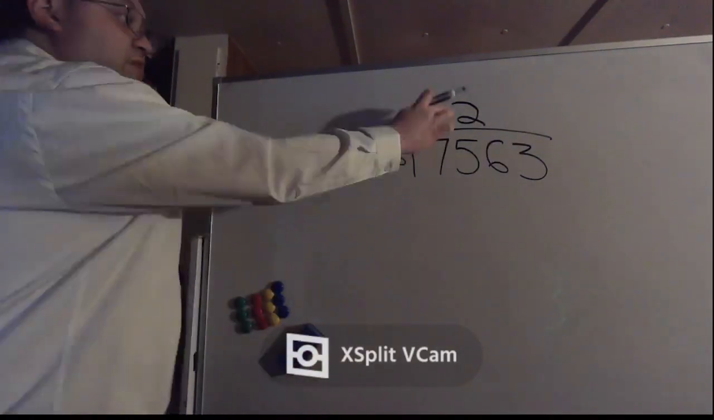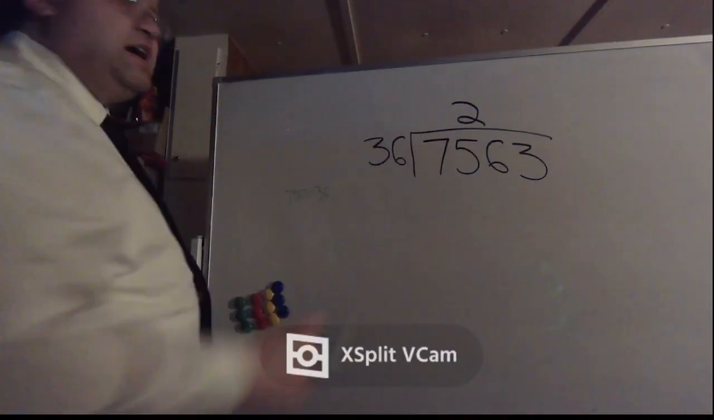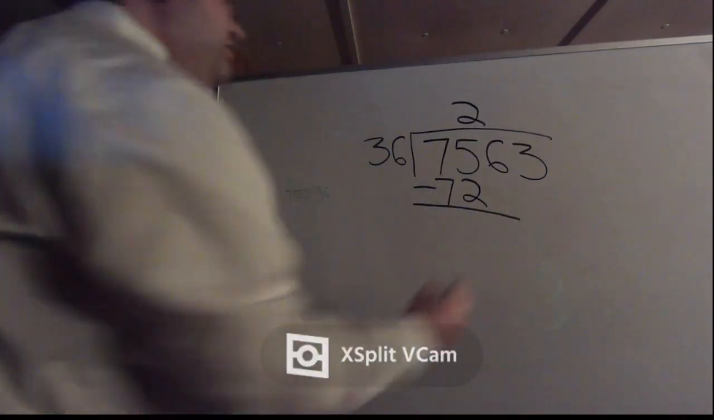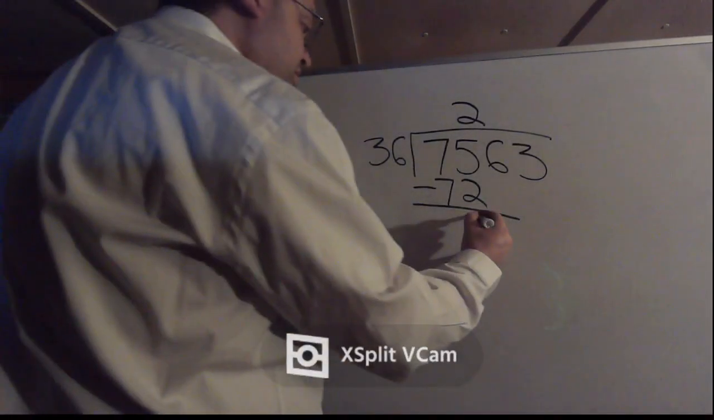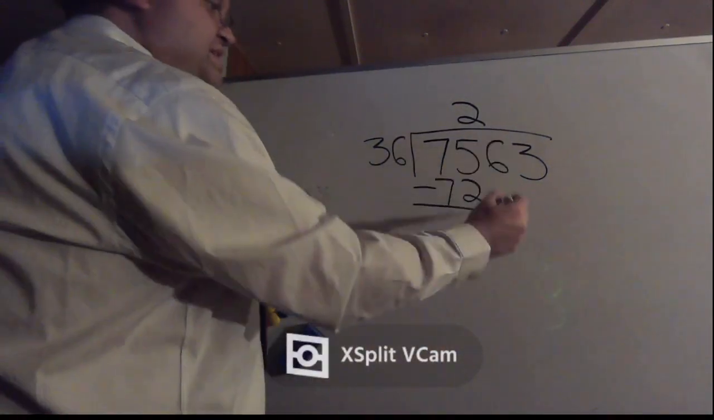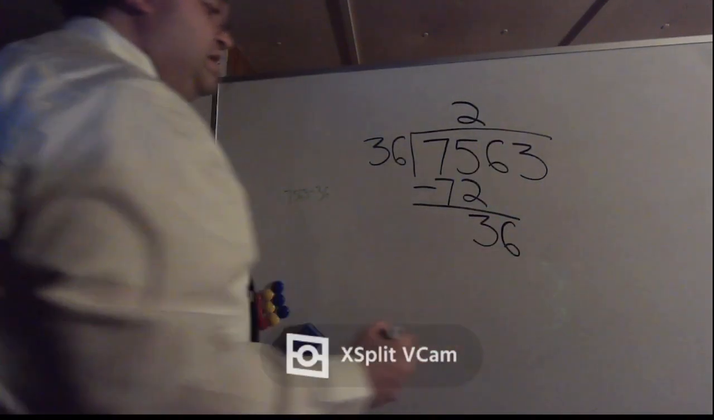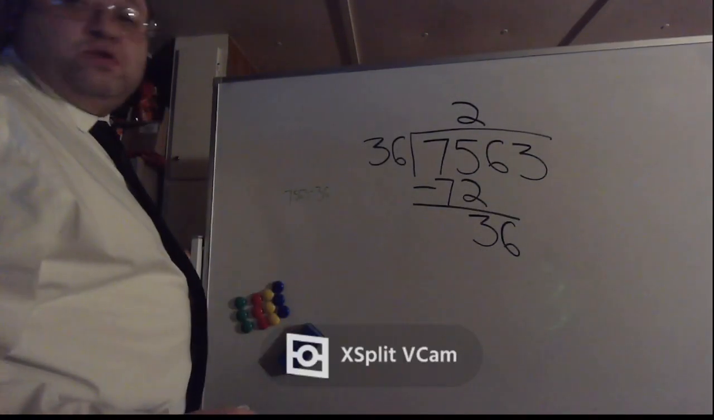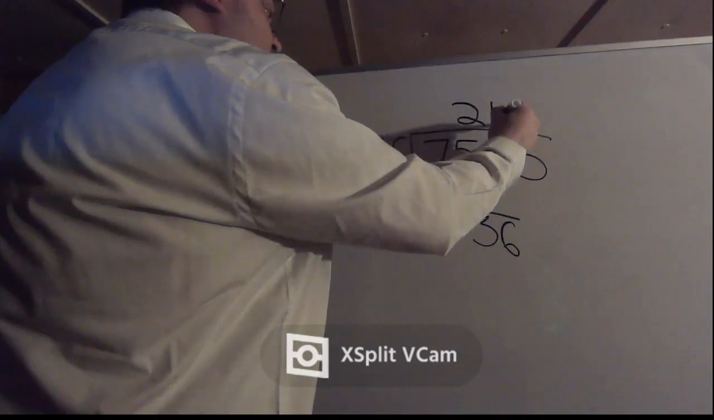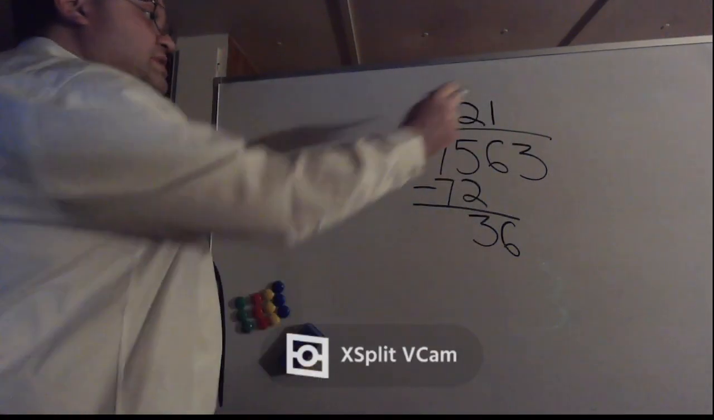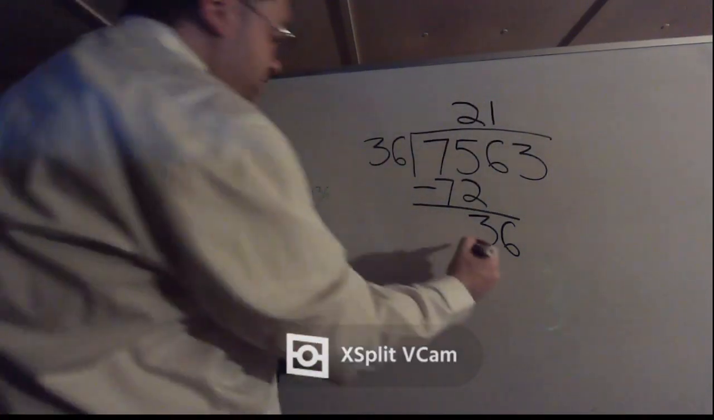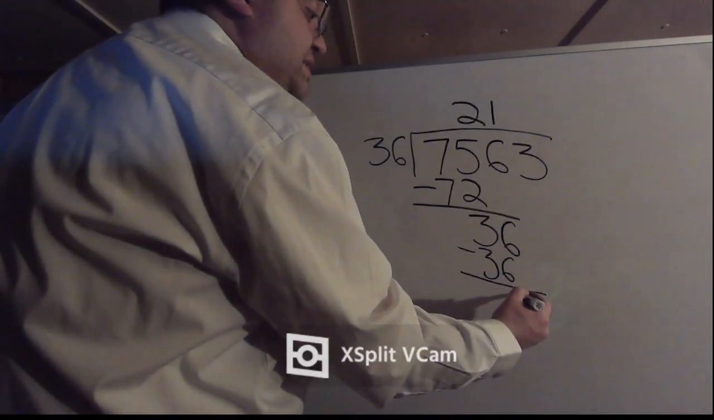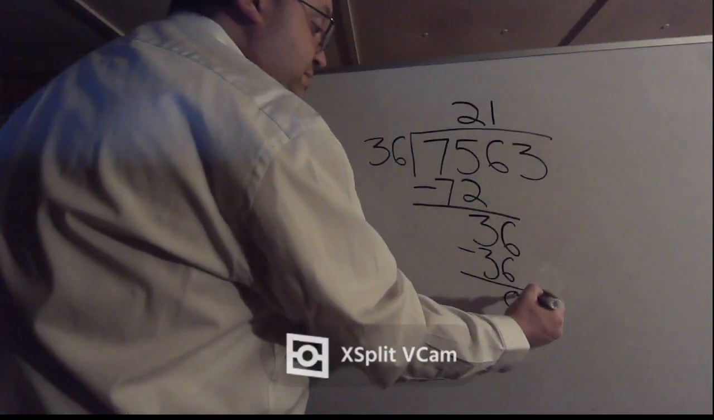So we put the 2 up here. 2 times 36 now is 72. So 75 minus 72 is 3. You'll bring down the 6 from the dividend. Okay, now how many times does 36 go into 36? 1 time exactly. So put the 1 up here. You have 1 times 36 is 36. So 36 minus 36 is 0. Bring down the 3 from the dividend.